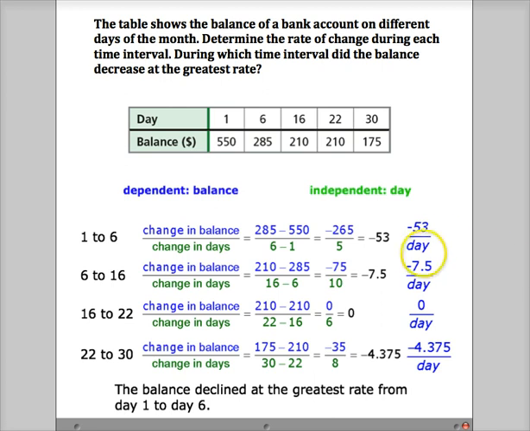So that shows us the rate of change, how fast something is going up or down. In this case, it quickly dropped. We can see that in the table here. It quickly dropped from day 1 to day 6.